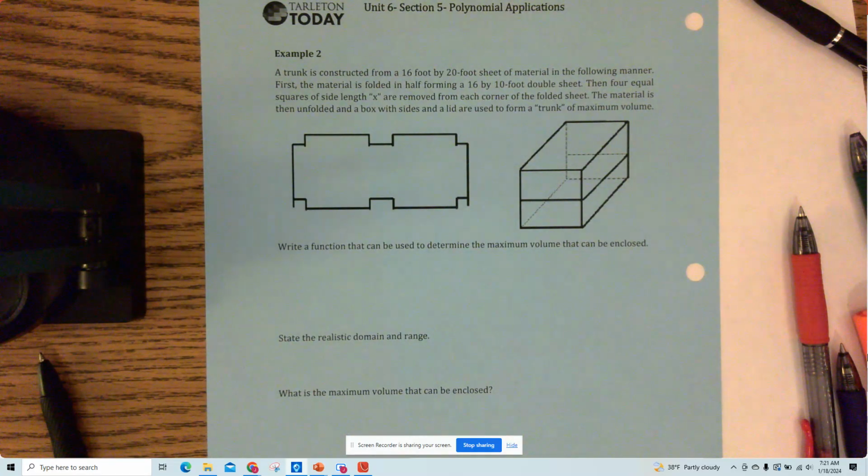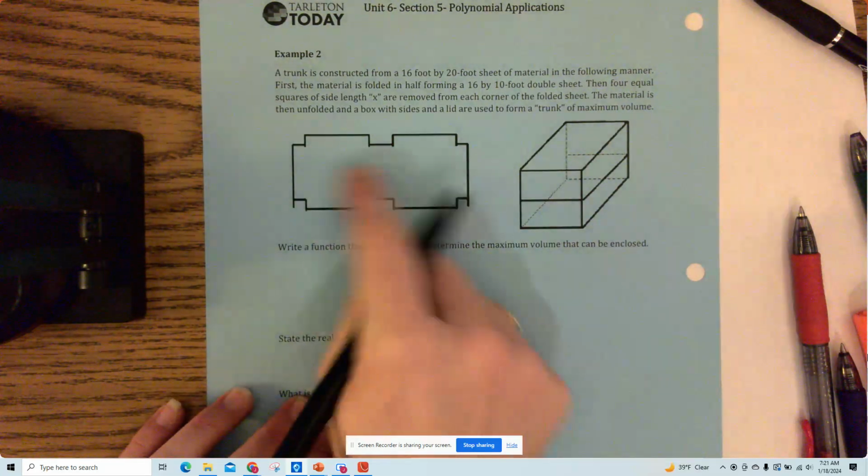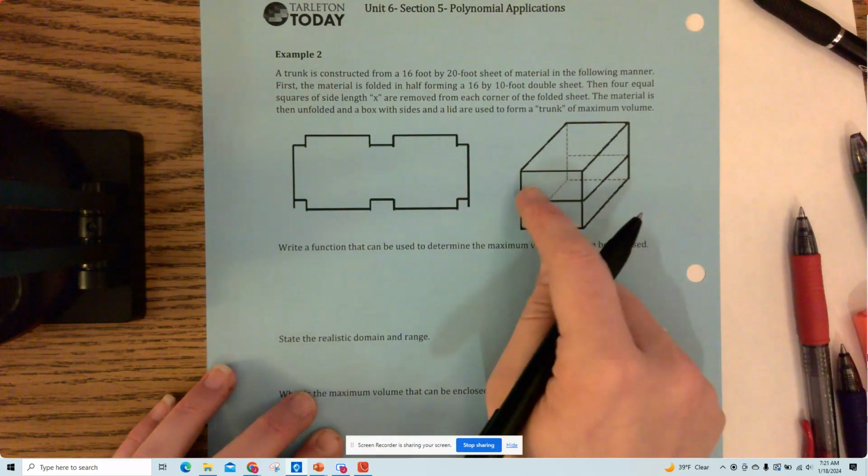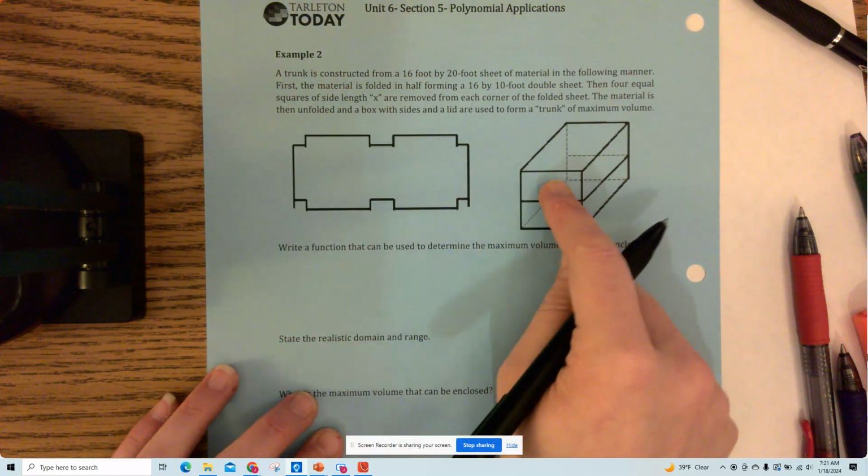Okay, here we go. A trunk is constructed from a 16-foot by 20-foot sheet of material in the following manner. First, the material is folded in half, forming a 16 by 10-foot double sheet. Then 4 equal squares of side length x are removed from each corner of the folded sheet. The material is then unfolded and a box with sides and a lid are used to form a trunk of maximum value. So here's what the material looks like cut out. Here's what the completed design looks like.